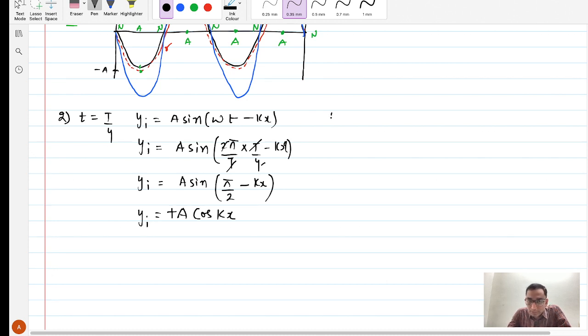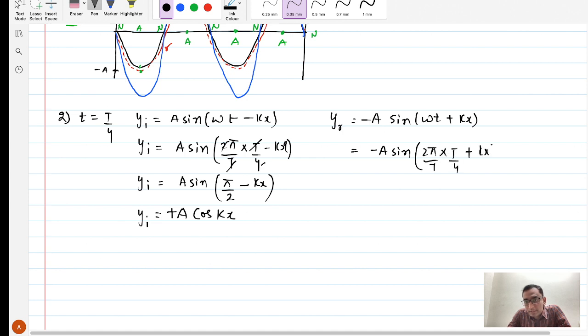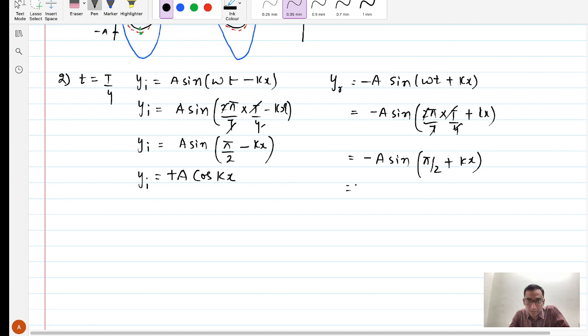Let's look at the reflected wave equation, minus a sin(omega t plus kx). Now I am going to substitute 2 pi by T times T by 4 plus kx. Again this will be minus a sin, and T gets cancelled, so this is pi by 2 plus kx. Now sin(90 plus theta) is in the second quadrant, so sine gets converted into cos. In the second quadrant cos is positive, so plus into minus is minus a cos kx. This is the equation for the reflected wave. You can see that they are out of phase, so when they interfere, destructive interference is going to happen.